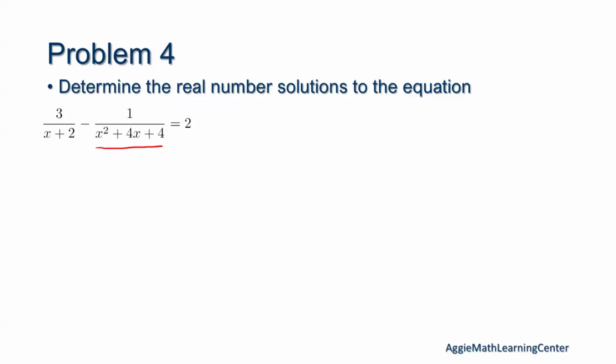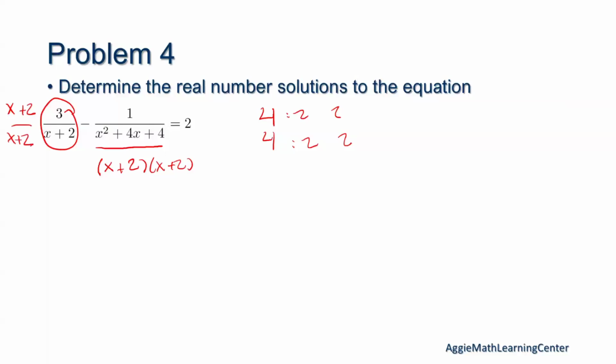We need something that adds to 4 and multiplies to 4, which is going to be 2 and 2, right? Okay, so we will have x plus 2 and x plus 2 is what this factors to. So to get that common factor, now we just need to multiply this guy by x plus 2 over x plus 2. Do you feel good about that? Okay, so that's what I'm going to do.